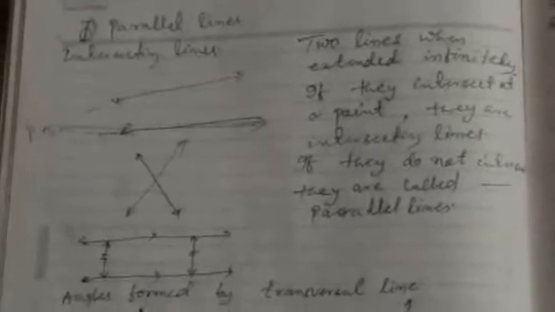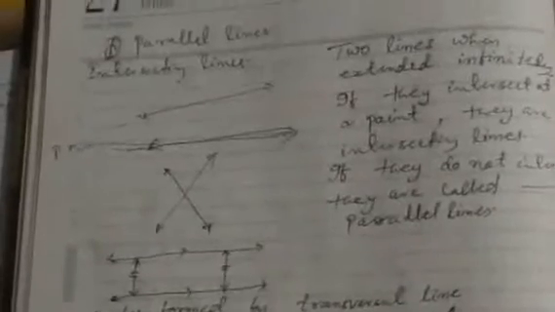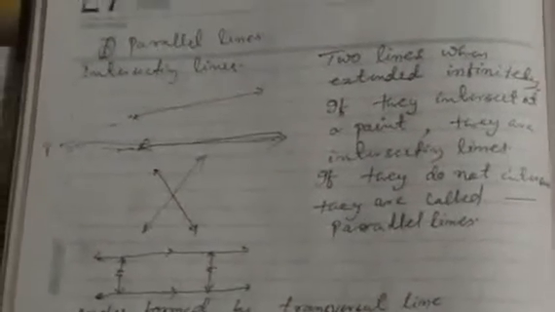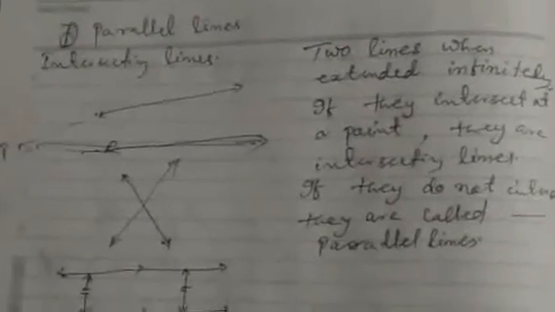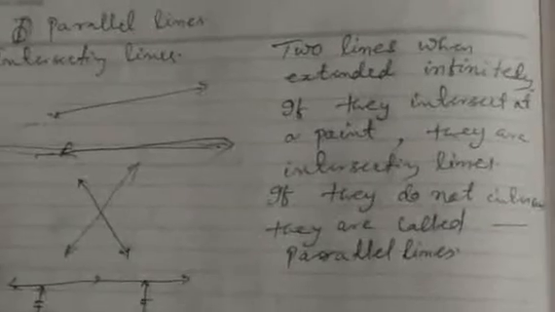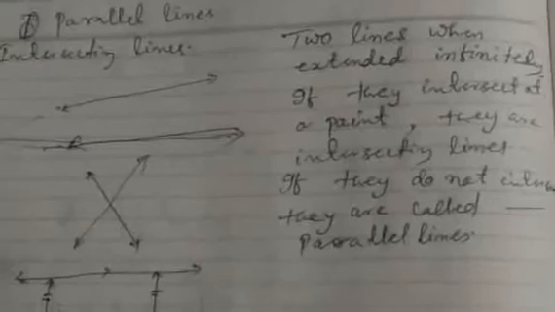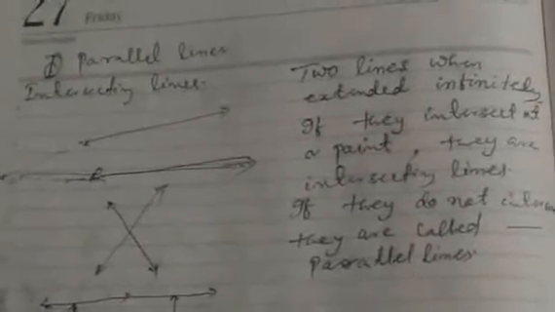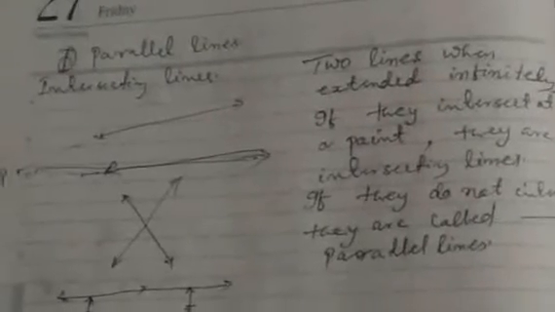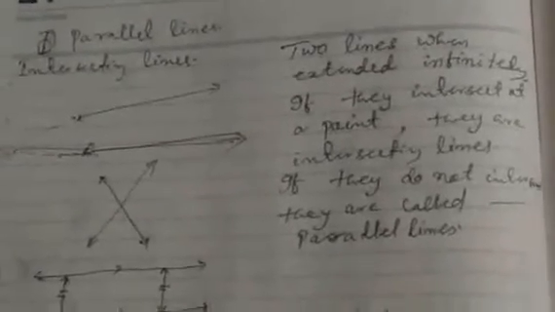Two lines, when extended infinitely, may meet each other at a point, or they may not meet at any point. Suppose these two lines meet at a point when they are extended infinitely, then such a pair of lines are called intersecting lines. However, if they do not meet, even though you extend them infinitely, then such a pair of lines we call parallel lines.